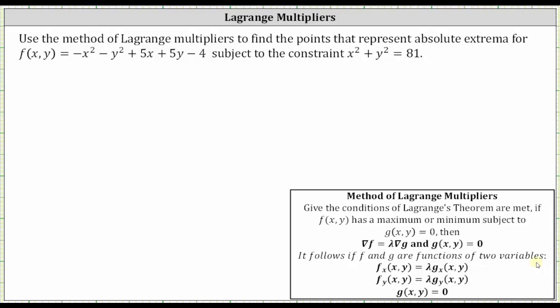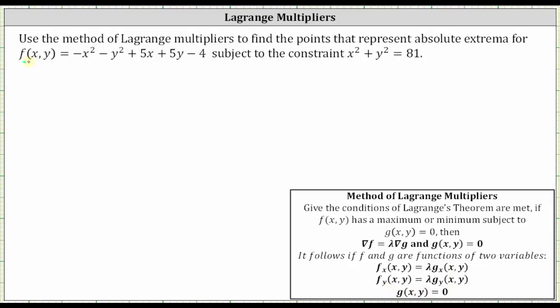We're asked to use the method of Lagrange multipliers to find the points that represent the absolute extrema for f of x comma y subject to the constraint x squared plus y squared equals 81. To use the method of Lagrange multipliers, we need to solve the system of equations shown here below involving the partial derivatives as well as the constraint in the form of g of x comma y equals 0.